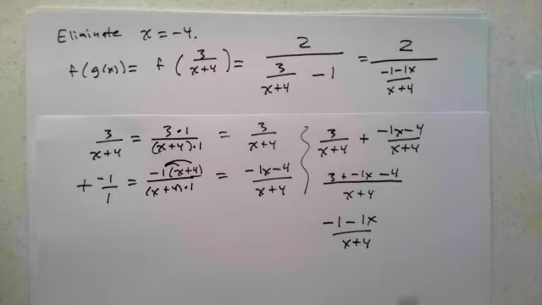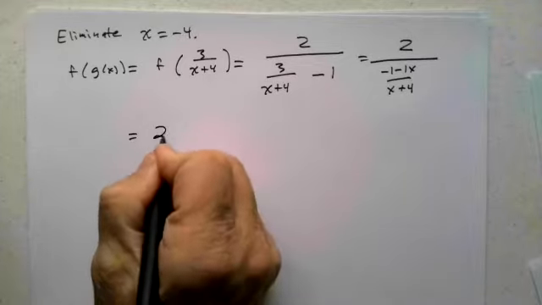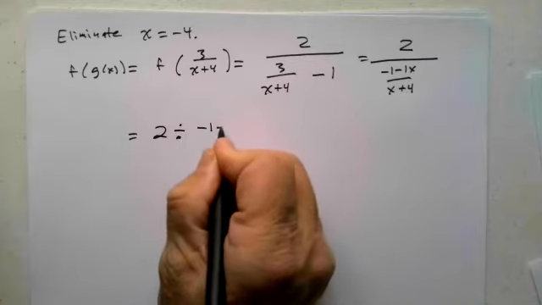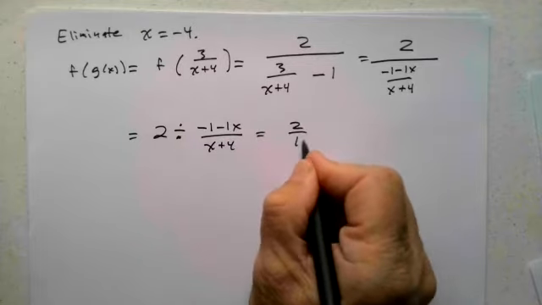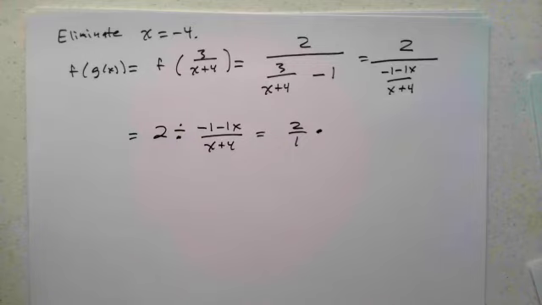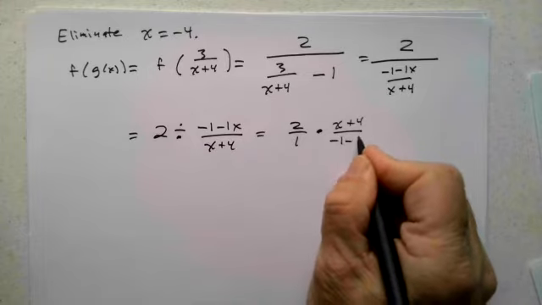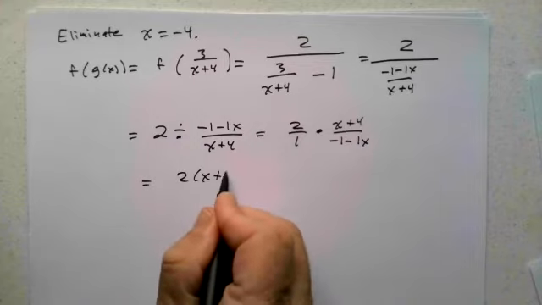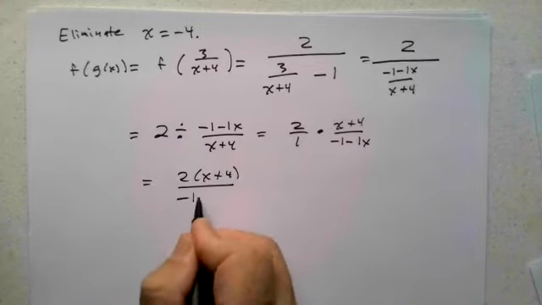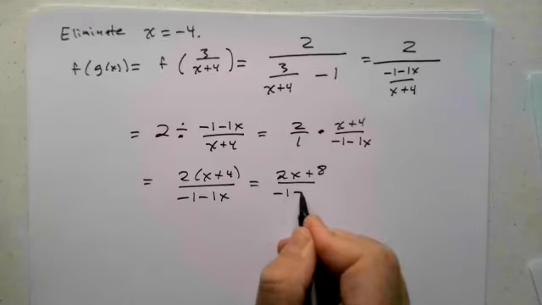And then we have to ask ourselves, what does this mean? 2 divided by all that. What does that mean? Well, 2 divided by negative 1 minus 1x over x plus 4 is the same as 2 over 1 times, if you're going to divide fractions, multiply by the reciprocal, x plus 4 over negative 1 minus 1x, which gives me 2 times x plus 4 over negative 1 minus 1x, which is 2x plus 8 over negative 1 minus 1x.